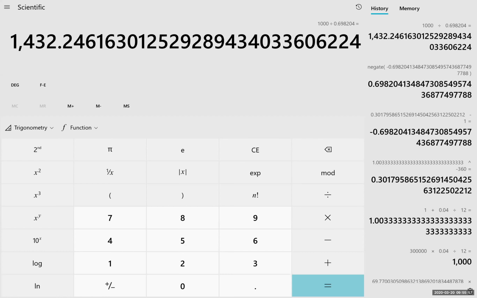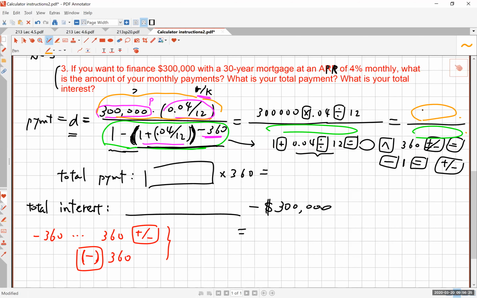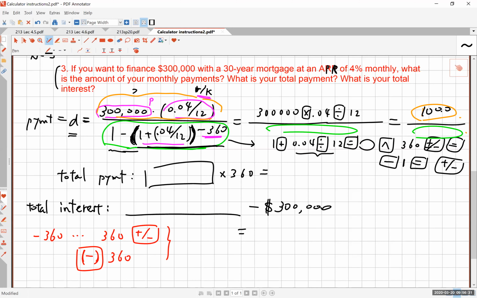Okay, I will go back and try to write down what we just did. All right, so you notice here, the top was $1,000, and the denominator was 0.698204. The answer to this question was you have to pay $1,432.25 every month. All right, so that's how you can get the answer.